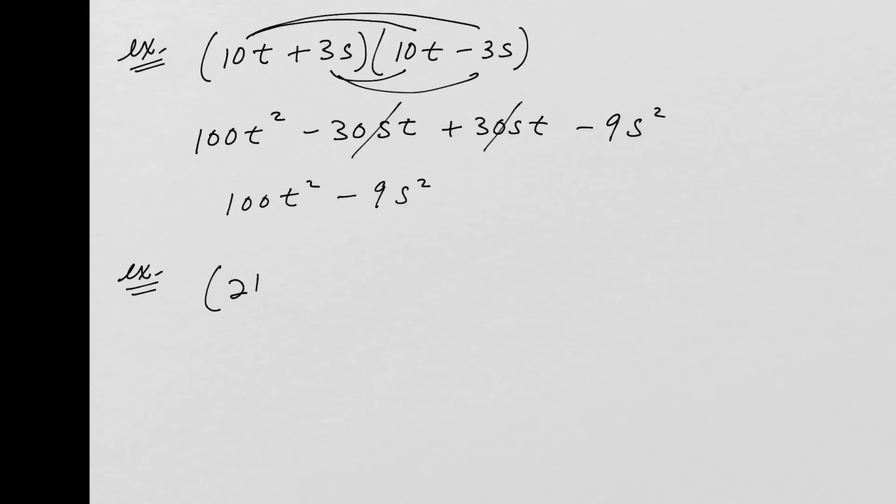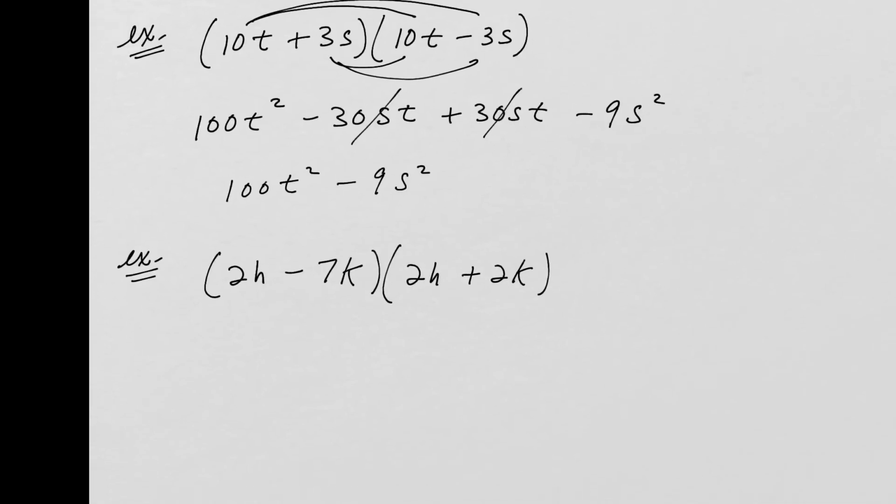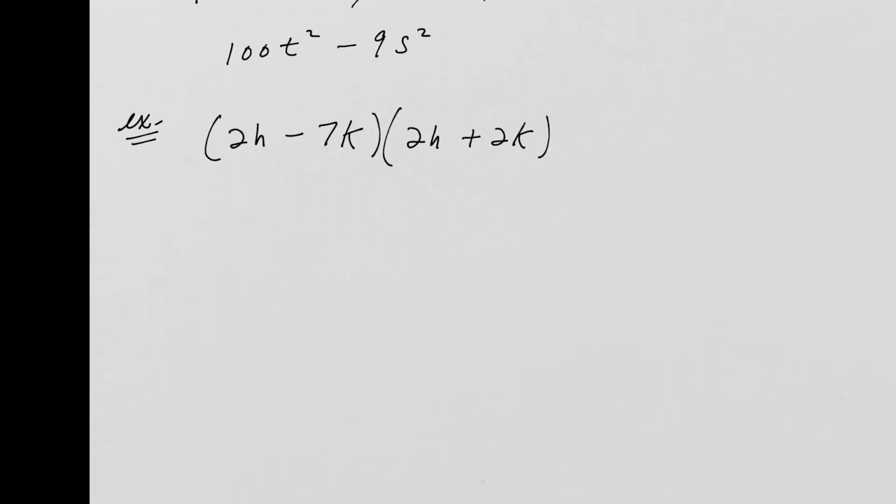Let's say I have 2h minus 7k, and then 2h plus 7k. Okay. Even if I didn't remember the formula, right, I could multiply that out and I'd be fine, right? I would get the correct answer. But let's say I recognize, oh yeah, this is like a minus b, where a is 2h, b is 7k, and then a times a plus b.